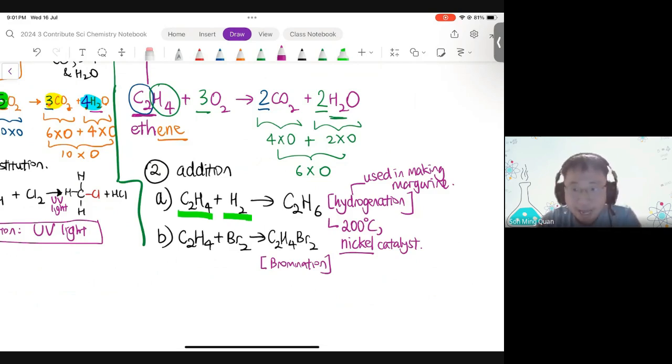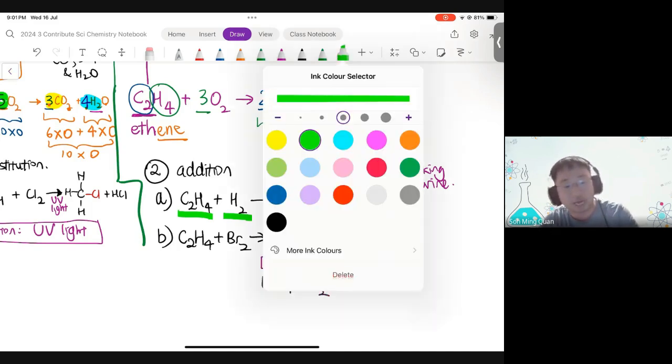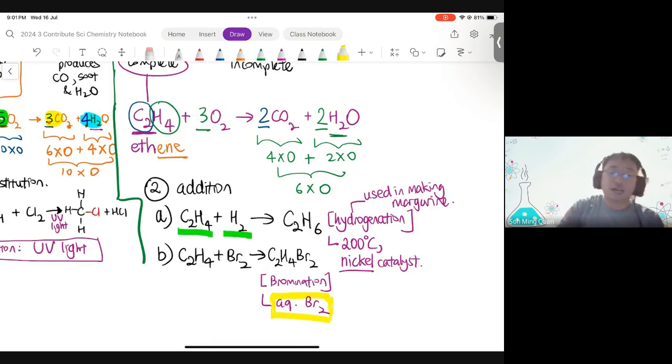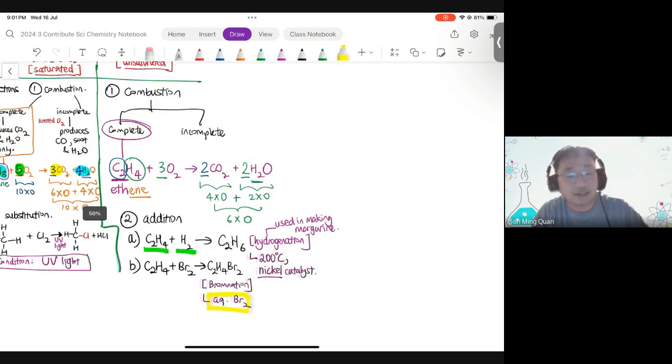Okay? So bromination does not require a catalyst. Bromination does not require heating. Bromination takes place simply at room temperature. All you need is aqueous bromine. And this is particularly important, so I would like for all of us to highlight this, aqueous bromine. Now, how is this important? Remember just now we mentioned alkenes have a functional group called carbon-carbon double bond, right? Alkenes have a carbon-carbon double bond. Therefore, alkenes are known as unsaturated.